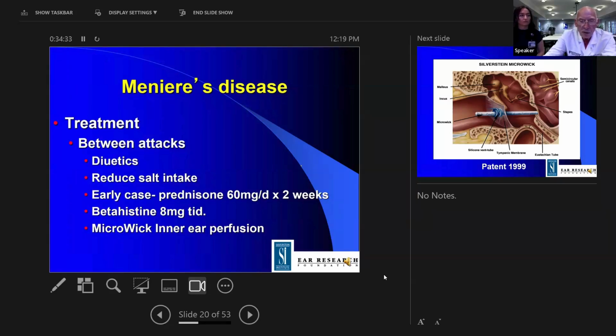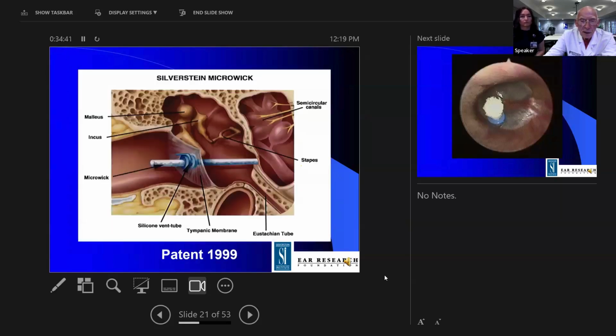And then there's a procedure that I developed called a microwick and an inner ear perfusion with dexamethasone. So what we do is we take the patient and we numb the ear with some drops that I developed that numb the eardrum. And then with the laser, we make a little opening in the eardrum. And then we put a little wick in. And that wick goes through the eardrum and then it goes into the round window, which is a thin membrane. It's like the cornea of your eye.